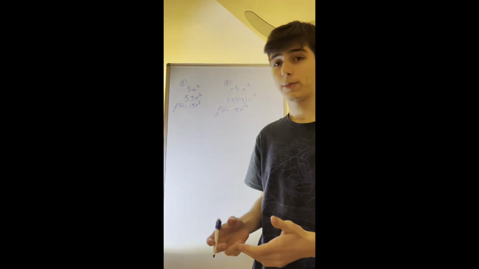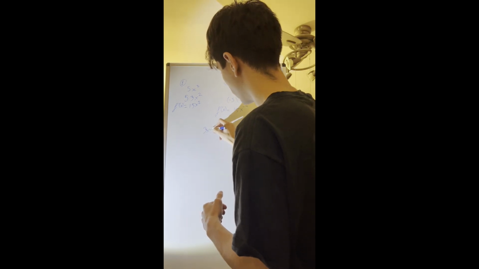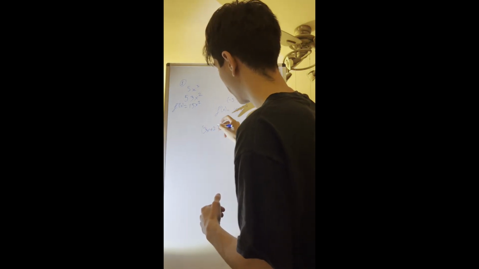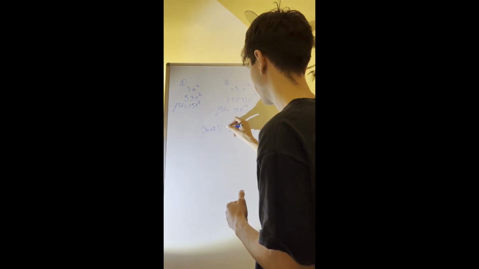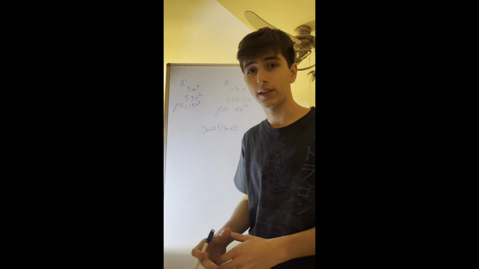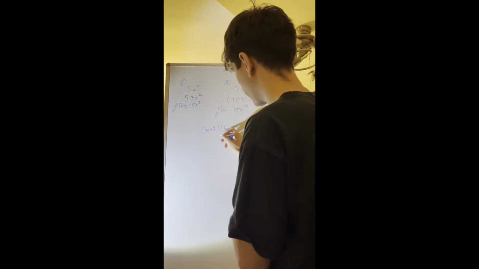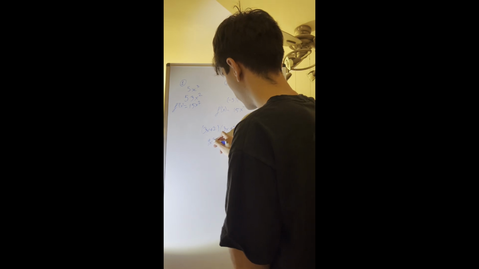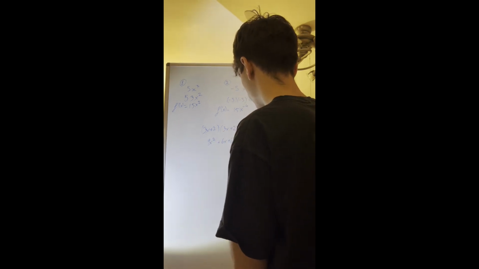And our last problem was 3x plus 2 squared. So instead of writing squared, I'm just going to write 3x plus 2 again. And now before taking the derivative here, we need to expand the brackets, and we're going to get 9x squared plus 6x plus 6x plus 4.